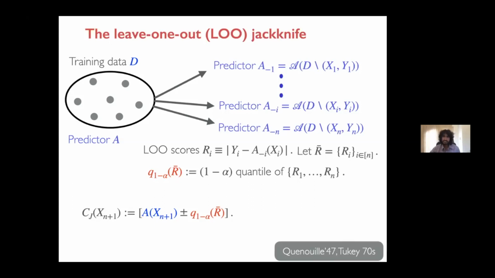It stems back to Quenouille in '47. Tukey in the 70s gave it the name of the Jackknife. It was a precursor to the bootstrap. It's a very natural idea. So you can ask, okay, does this work? Does this have any guarantees? Unfortunately not. You can quite easily construct a distribution and an algorithm for which the probability that yn plus 1 is in this set is actually 0. So you wanted 1 minus alpha, you got 0. Okay, so this is a case for math.